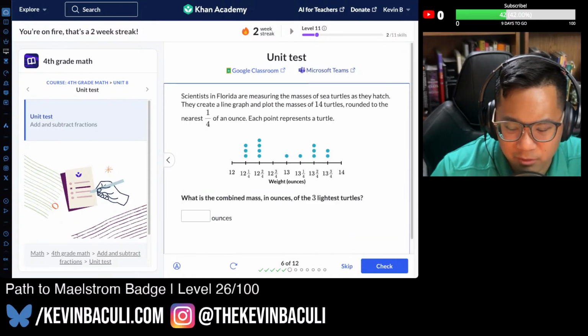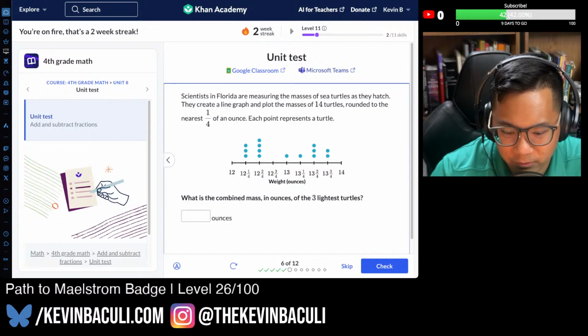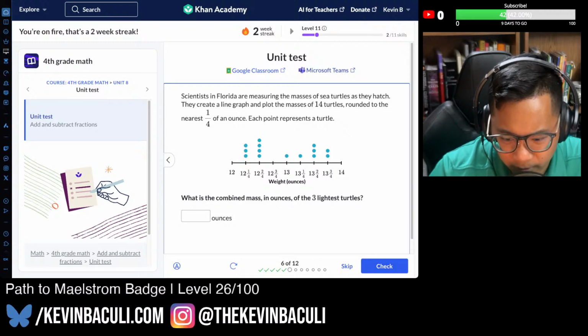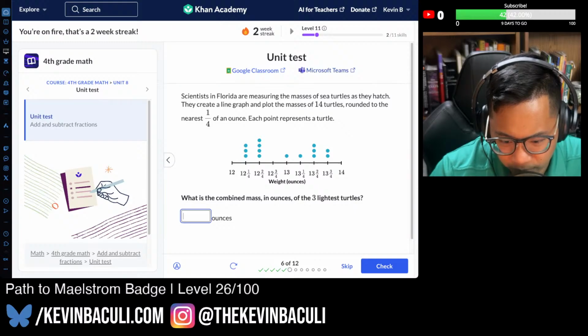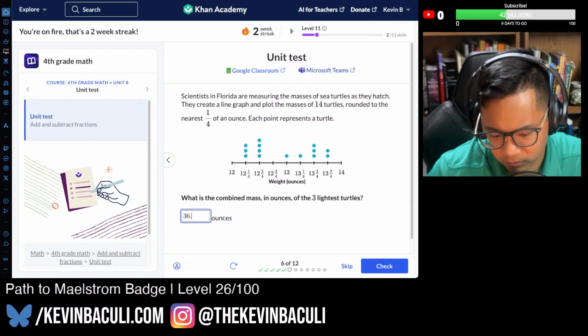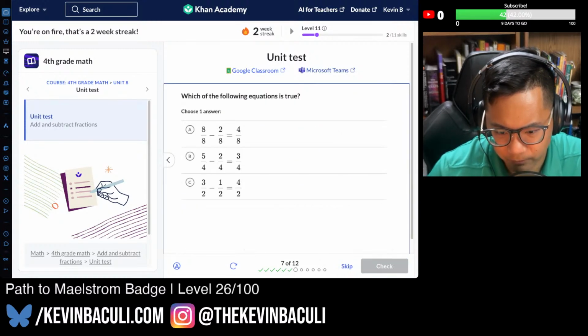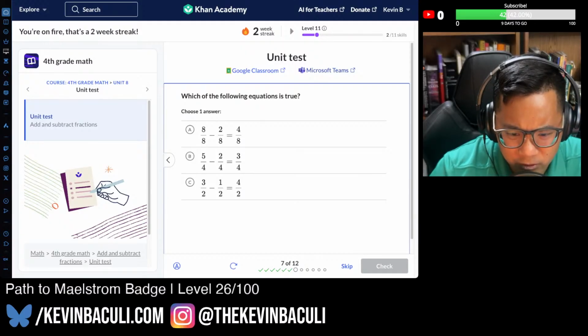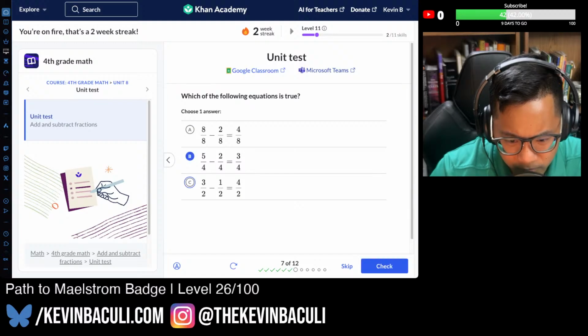Scientists in Florida are measuring the masses of sea turtles that they hatch. They create a line graph that plots masses of 14 turtles rounded to the nearest fourth of an ounce. Each point represents a turtle. What is the combined mass of the 3 lightest turtles? 36 3/4 ounces. 6.375 ounces. Which of the following equations is true? That's not true. This could be true. No.